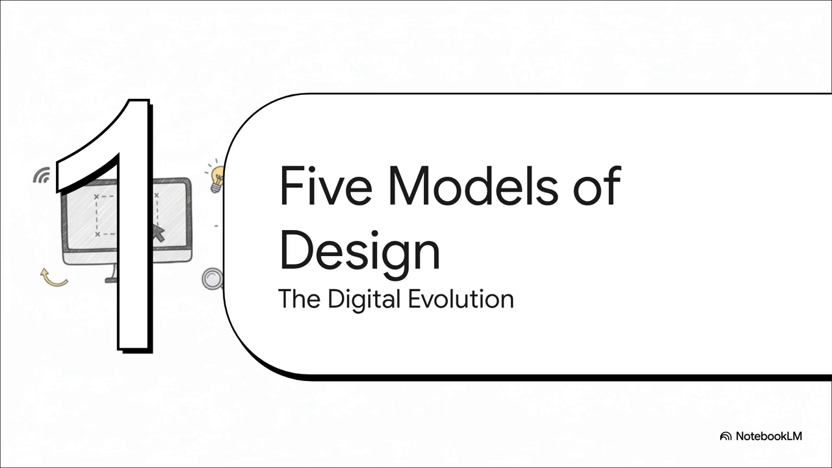It was a gradual process, and we can actually track it through 5 distinct models of digital design. Each one builds on the last, and with each step, more and more of the design process gets pulled out of the designer's head and handed over to the explicit power of the machine.